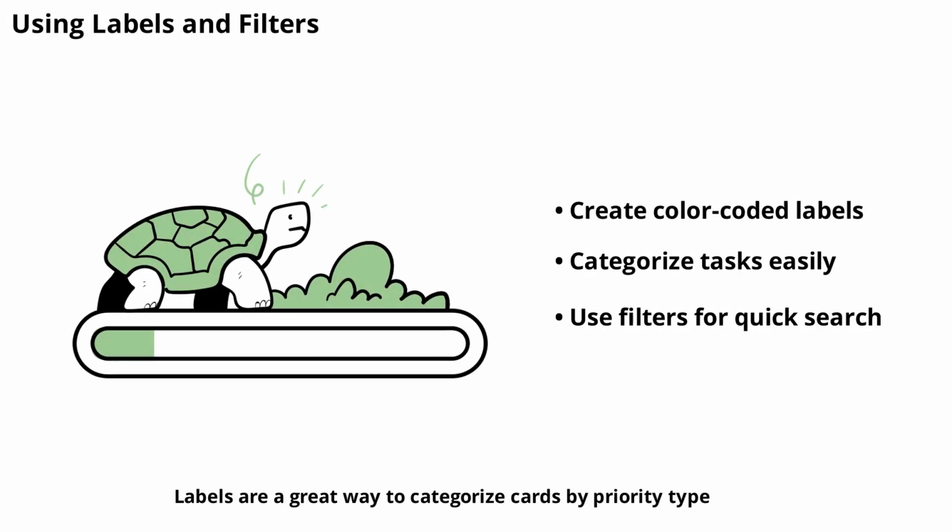Labels are a great way to categorize cards by priority, type, or any custom tag you need. You can create and color code labels for easy identification. Filters allow you to quickly find cards with specific labels, making it easier to focus on what matters most. This feature is especially useful for larger boards with many tasks.